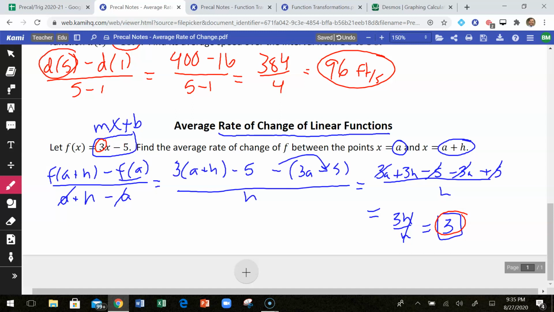Right? So that should make sense. If you take 2 points on a line and draw a straight line between those 2 points and then find the rate of change or slope of that line, that's just going to be the slope of the original line. So that's what that tells us. Okay, so average rate of change, essentially just find the 2 points and find the slope.